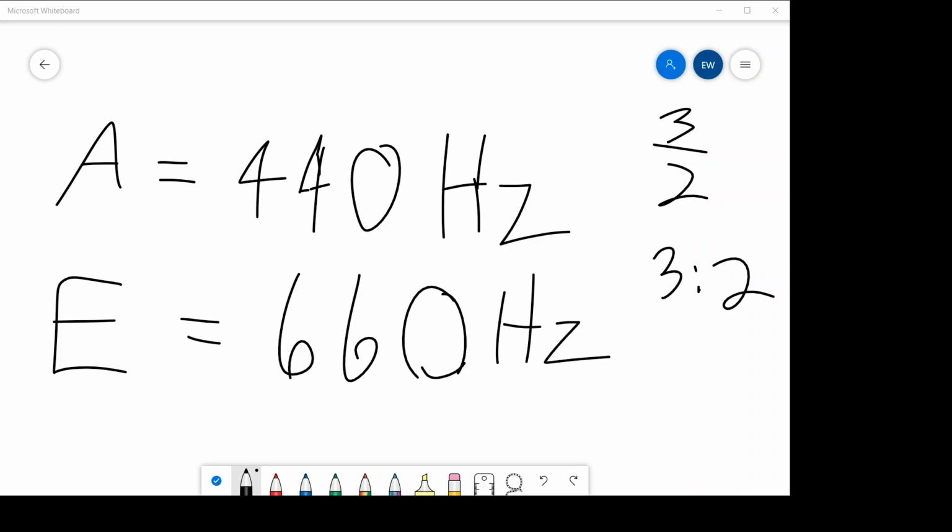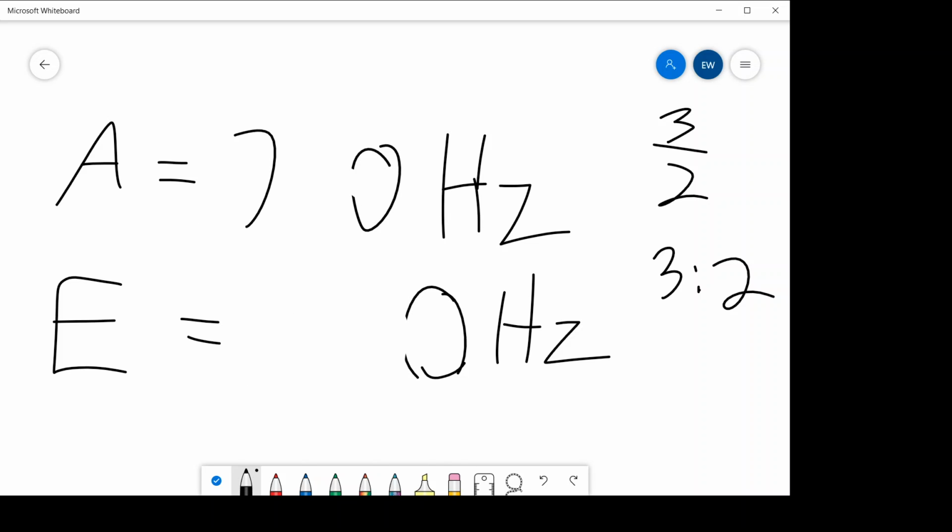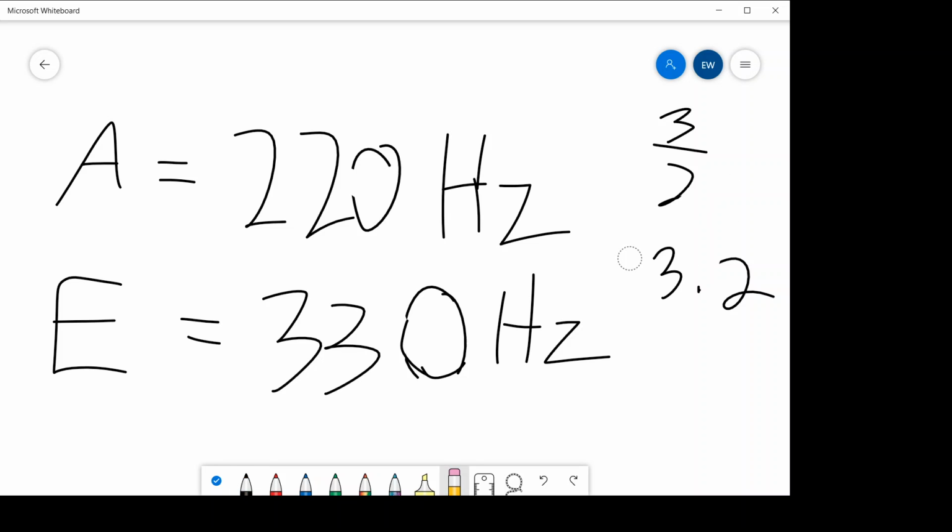Yeah, so basically, let's say we had a couple octaves down, maybe A was 220 hertz. Lower down, then E would be 330. So intervals are not just a gap of, oh, all perfect fifths are 50 hertz apart. That's not true. Intervals are a ratio between the hertz.